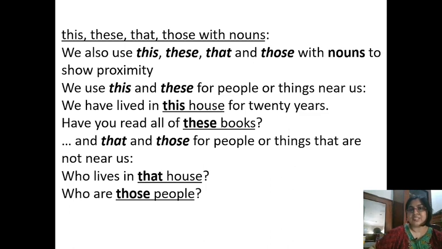We also use this, these, that, and those with nouns to show proximity. We use this and these for people or things near us. We have lived in this house for 20 years. Have you read all of these books? And that and those for people or things that are not near us. Who lives in that house? Who are those people?